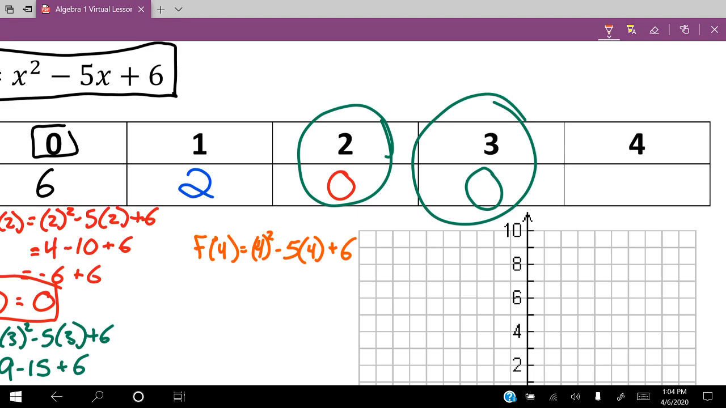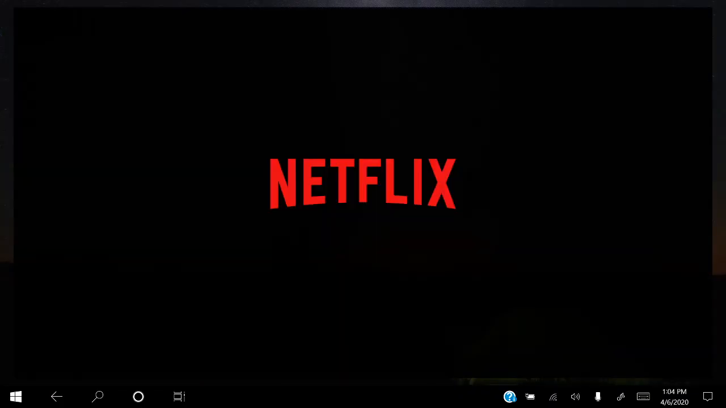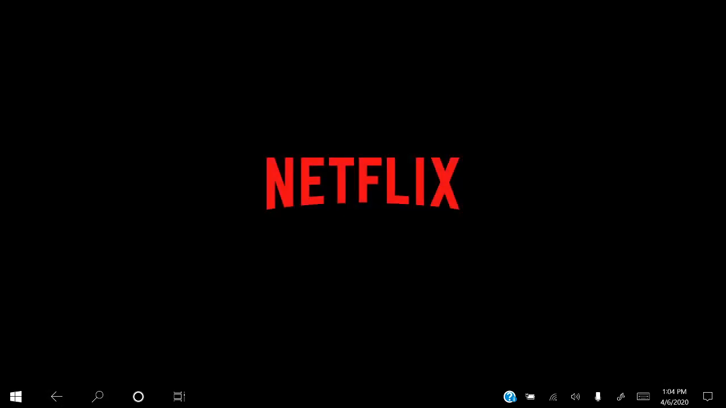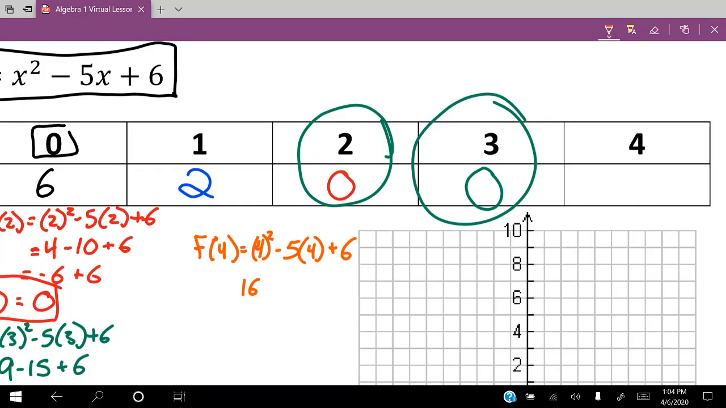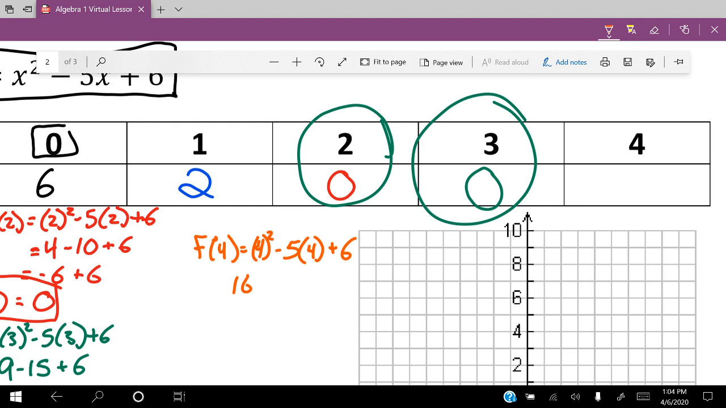Well, 4 squared is 16. Oops, what just happened? Sorry about that, everyone. Let's just start over. 4 squared is 16. Negative 5 times 4 is negative 20, and 6 gets carried down. 16 minus 20 is negative 4. Negative 4 plus 6 is 2. So I know when f of x, when x is 4, y is 2.